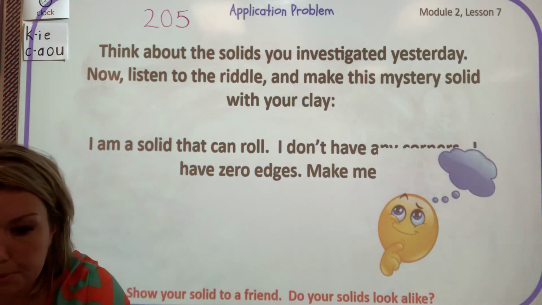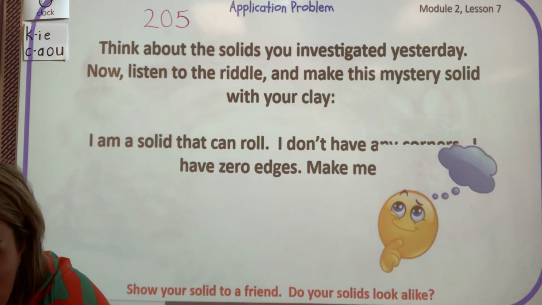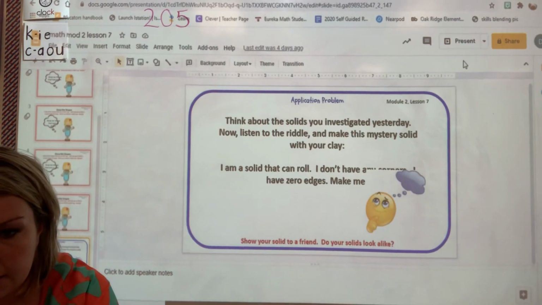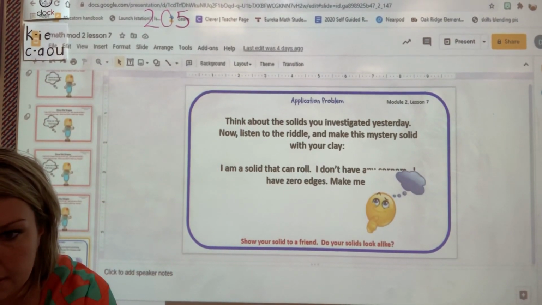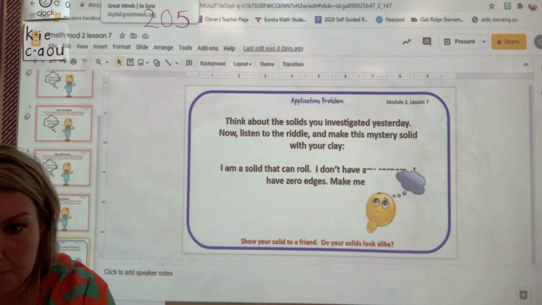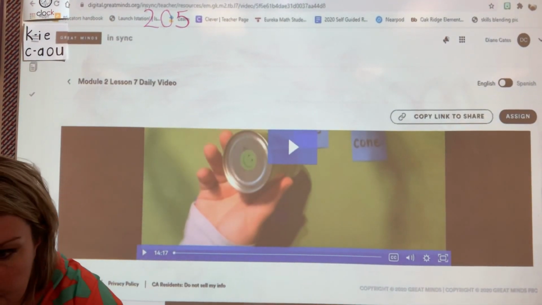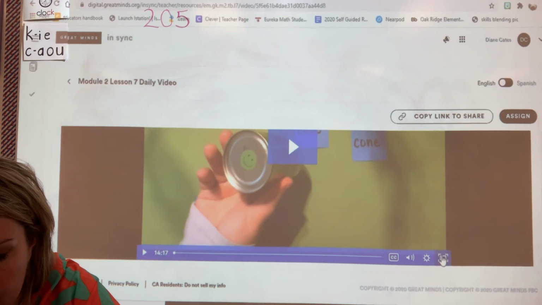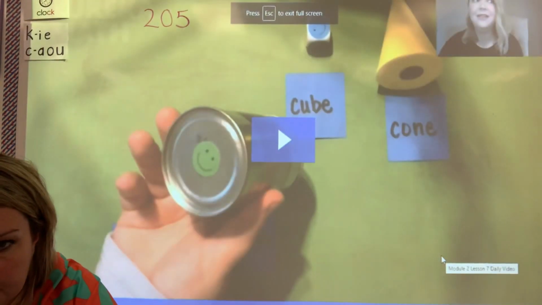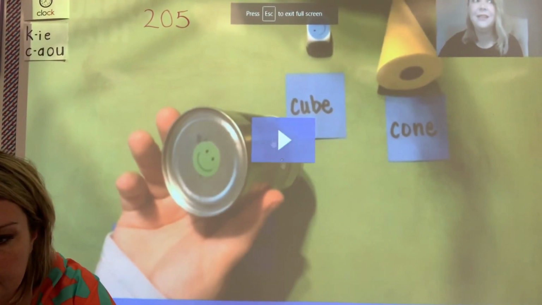We are going to pull up Miss Hawkins today, and she's going to help us with our lesson. She's going to let us know our materials, so you can either get those now or we can wait until she tells us. Let's listen.